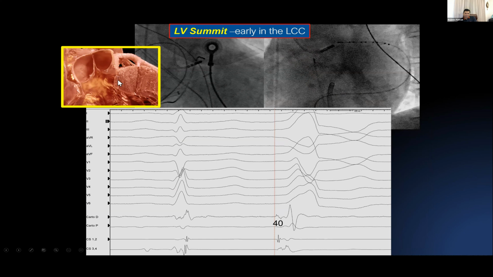So starting the case, it's important to map in the left coronary cusp, map from the right side, map from the LV ostium, and also put a catheter in the coronary sinus to be able to map and find where the earliest spot is. In this particular case, we found the left coronary cusp was the earliest. A successful ablation at this site was performed, and the coronary sinus was not early. As you can see, the earliest spot was in the left coronary cusp itself.